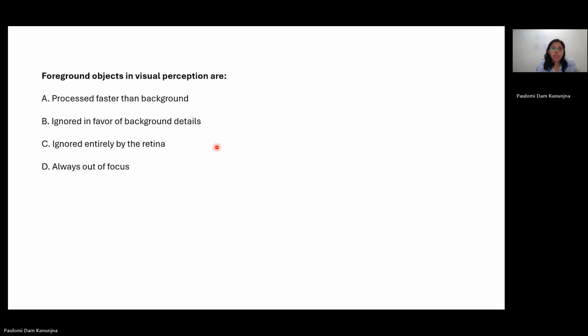Now, foreground objects, which are objects in front of you, what happens to them in visual perception? Visual perception is basically your brain's interpretation of the objects. Are they processed faster than the background details, or are they ignored in favor of background details? Are they ignored entirely by the retina, or always out of focus? Think and answer. This is a very interesting question.